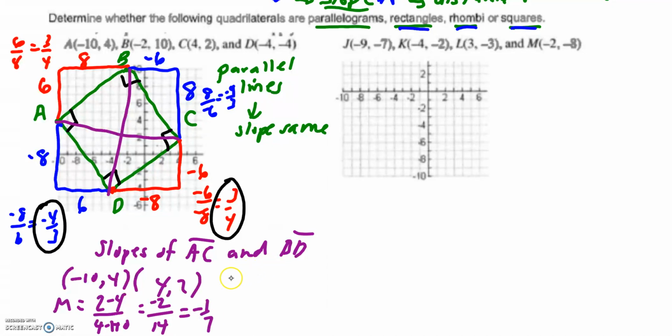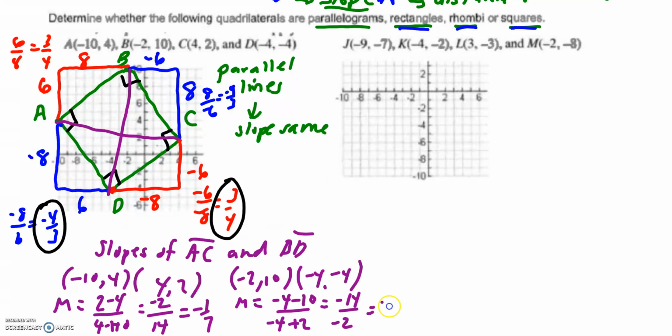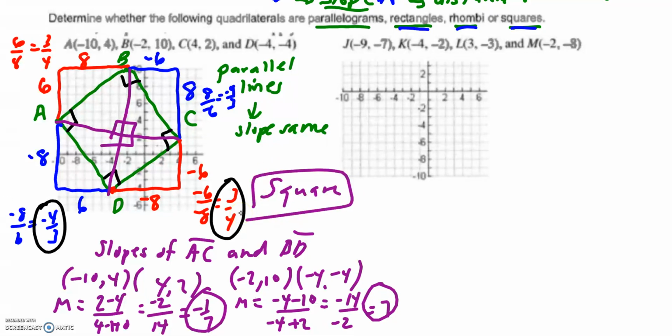If I find the slope of BD, I'd be using (-2, 10), and I would be using (-4, -4). So if I found the slope this way, it'd be -4 minus 10 over -4 plus 2. -14 over -2 is +7. Yes, these slopes are opposite reciprocals, which means these diagonals are perpendicular. So the best name for this quadrilateral has to be a square, because I proved that both pairs of opposite sides are parallel, adjacent sides are perpendicular, and the diagonals are perpendicular also.